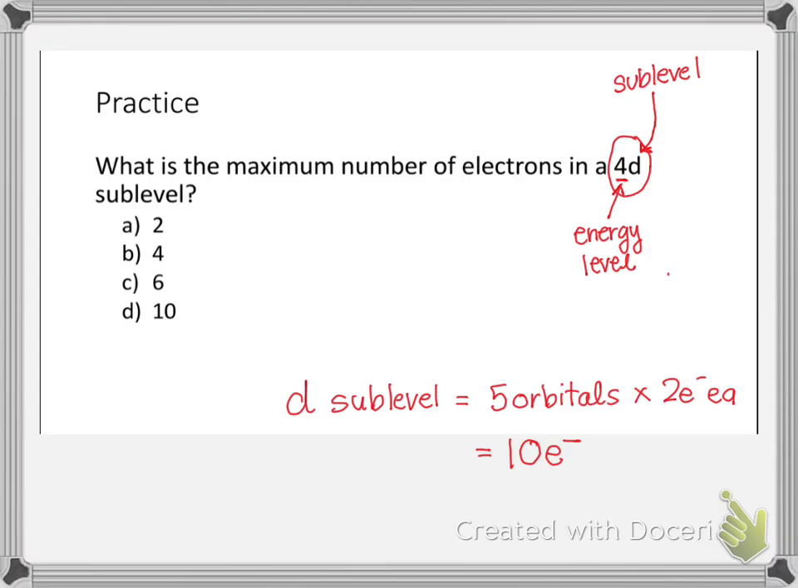If it was a 5D, 6D, 7D, does not matter. D is the sublevel. So a D sublevel has 5 orbitals times 2 electrons. So if you answered letter D, you are correct. If you answered one of the others, hopefully the explanation would get you on the right track. If not, feel free to ask me a question.